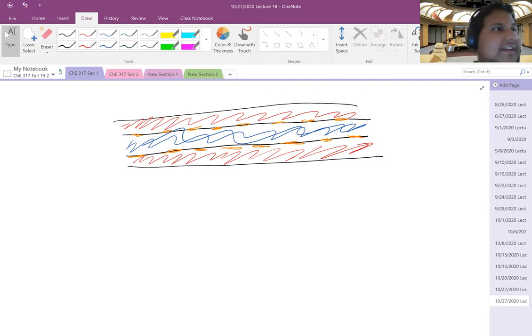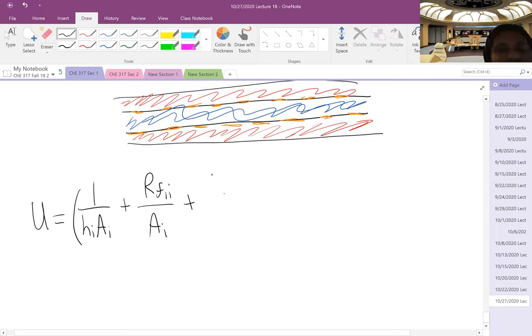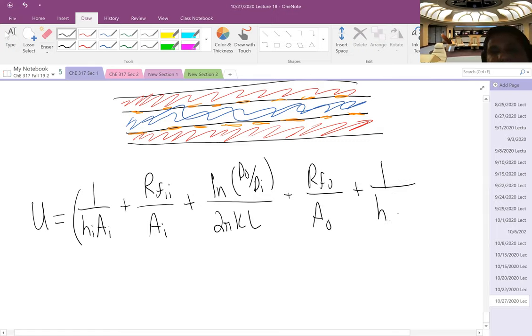And so if I wish to consider fouling in a heat exchanger, I can have another equation for U, which states U is equal to (1/(h_i A_i) + R_f,i/A_i + ln(D_o/D_i)/(2πkL) + R_f,o/A_o + 1/(h_o A_o))^-1.